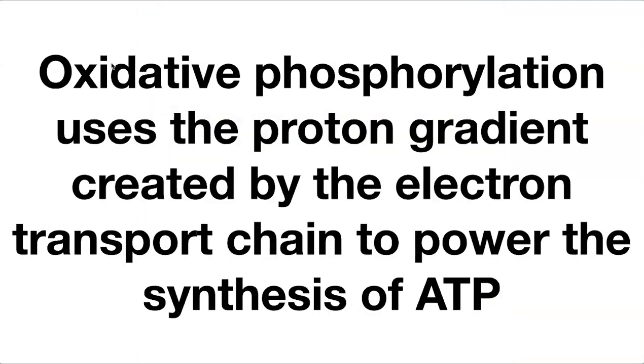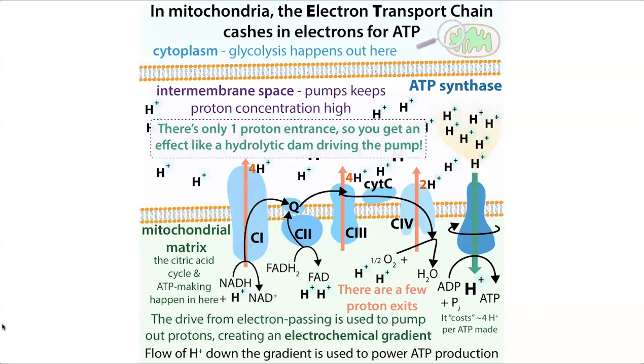This process is called oxidative phosphorylation, where we're coupling the phosphorylation of ADP to give us ATP to the oxidation in this electron transport chain that was being used to generate that proton gradient. Then we can use the proton gradients through this ATP synthase to make ATP.